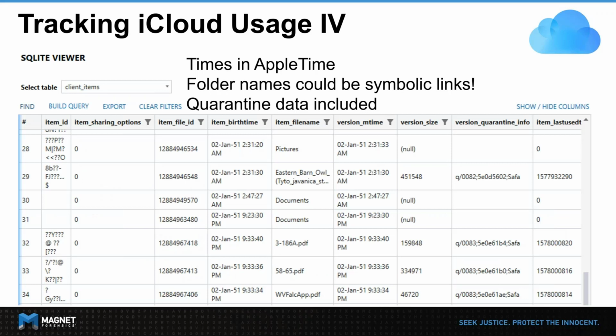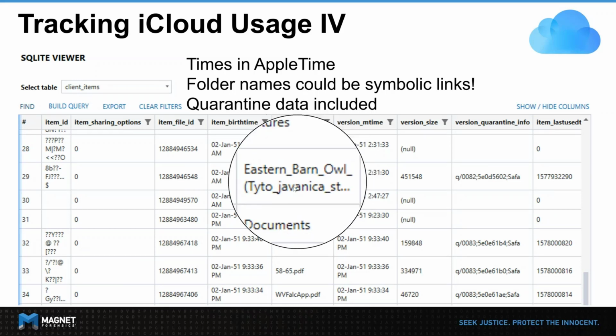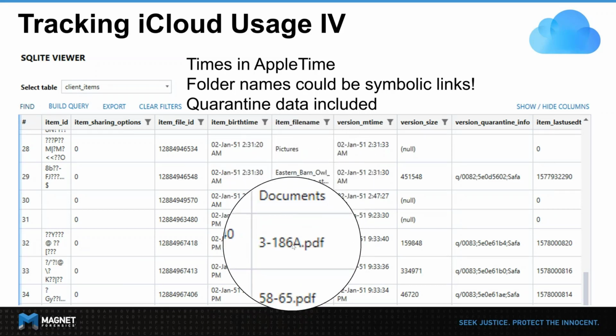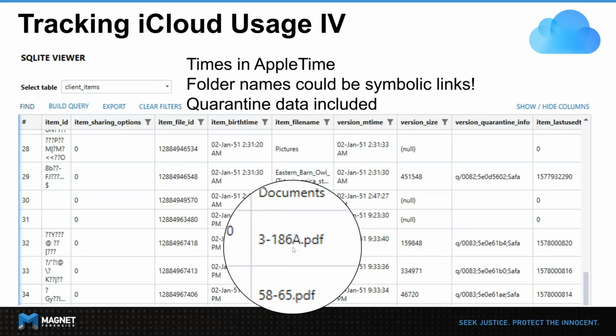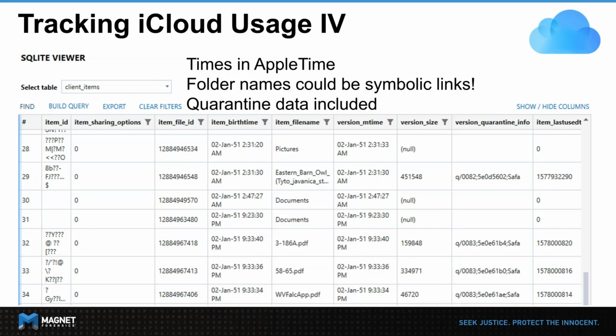As you can see here, when we're looking at what's going on inside this database, we can see the client items, and we're going to see things like the quarantine information. We're going to see the file names, whether it be the folders or the actual files that are associated with that, what's being shared via iCloud Drive. So just be aware of that. Looking through these databases, a lot of really good information here.